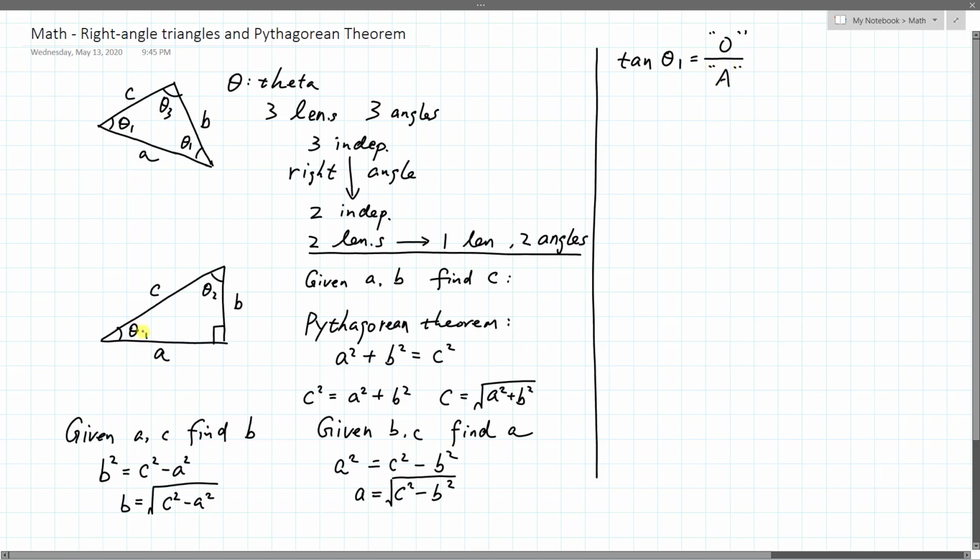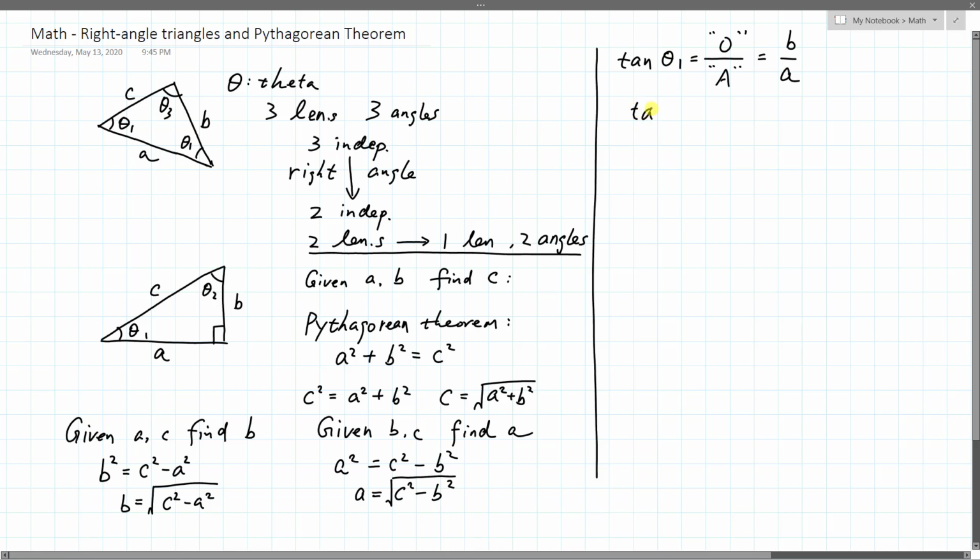So when you're concerned with theta 1, this side is adjacent to theta 1, and this side is opposite to theta 1. So this is B over A. Using this, you can actually find the angle theta 1. The way to do it is to ask this question: what angle's tangent is equal to the fraction B over A? Since you know A and B, you can find the fraction between them, right? So the answer to what angle, when taking the tangent, gets this, is the inverse tangent.